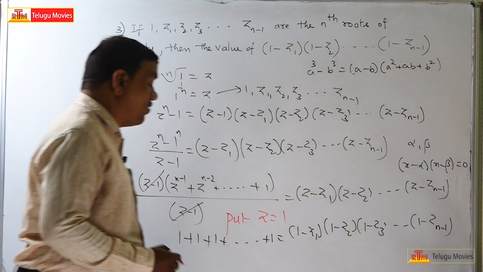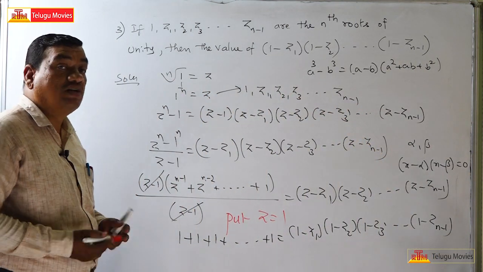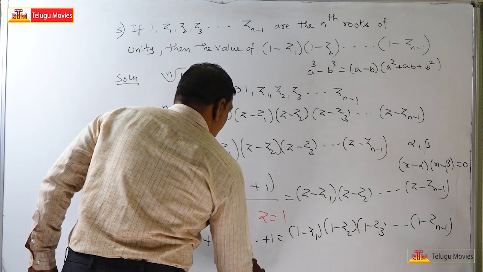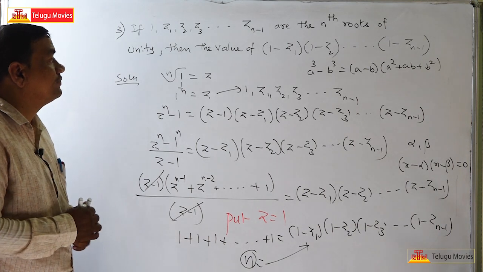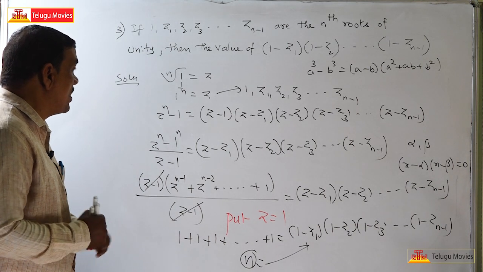So this type of 1s, how many 1s are there? n 1s are there, therefore n. So our answer is equal to how much? n. Understand this, our answer is equal to n.